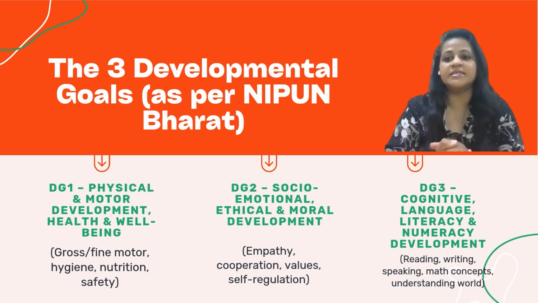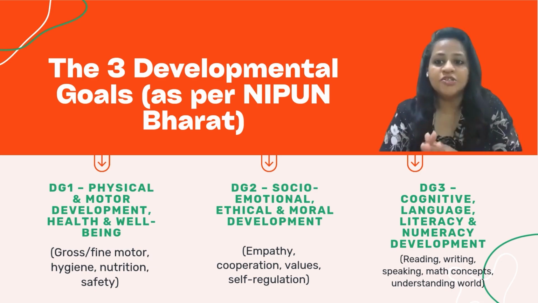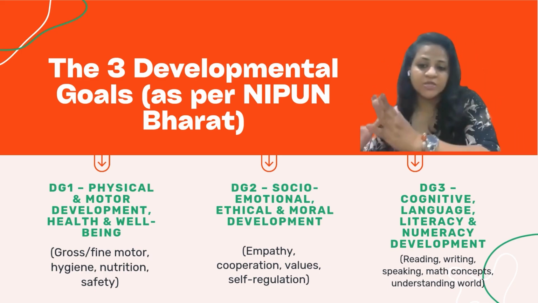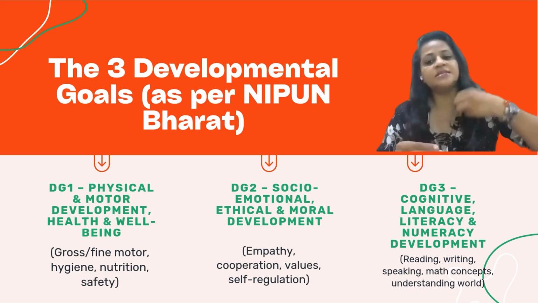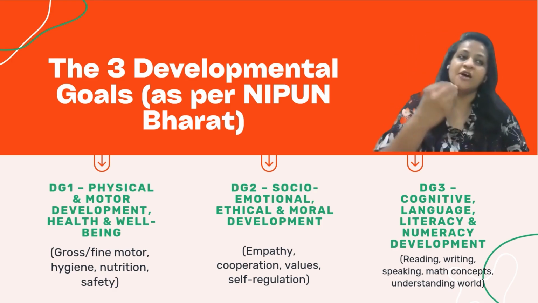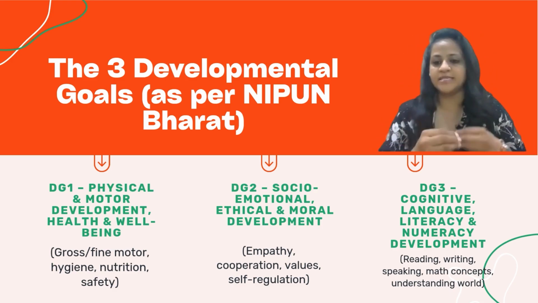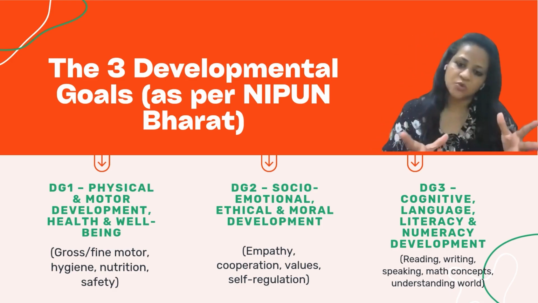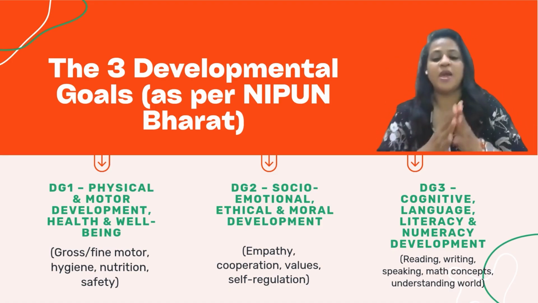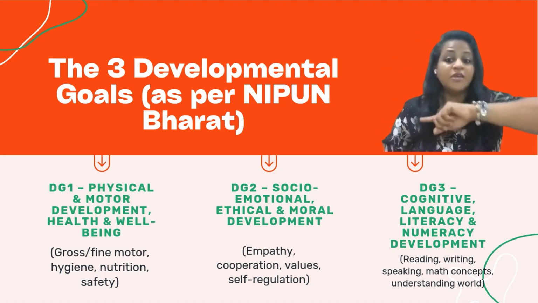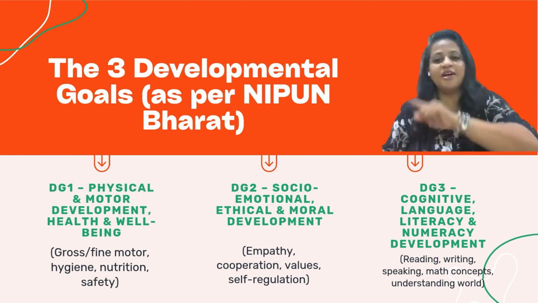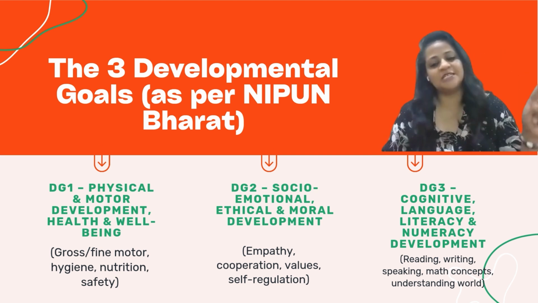The third goal is the cognitive, language, literacy, and numeracy development. So here, the cognitive development, and a little of other academics also come into the picture, whether they are able to read, write, recognize the numbers, basic counting, one-to-one correspondence. That is where it is assessed. So you can see the holistic view of the growth of the child that is being assessed.